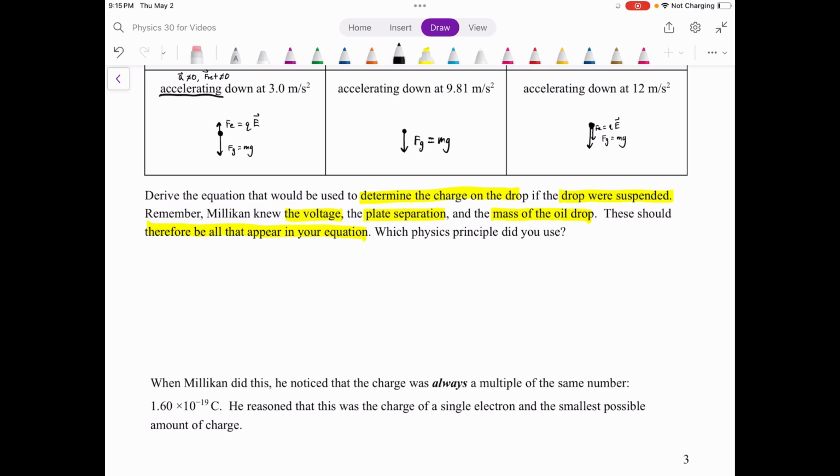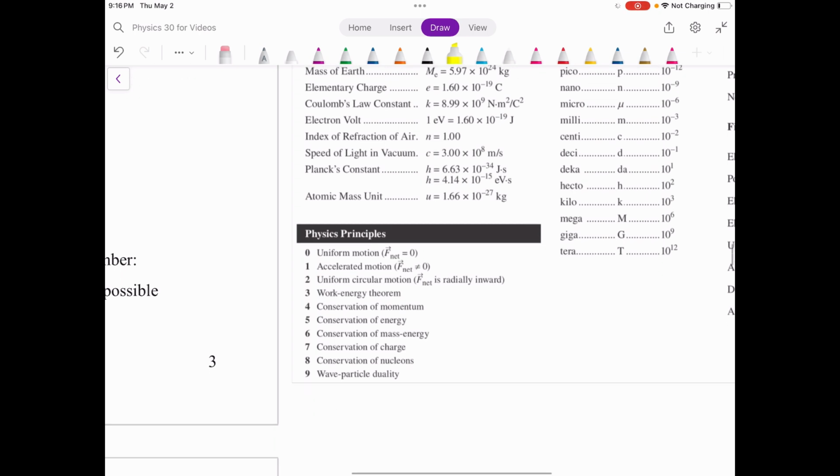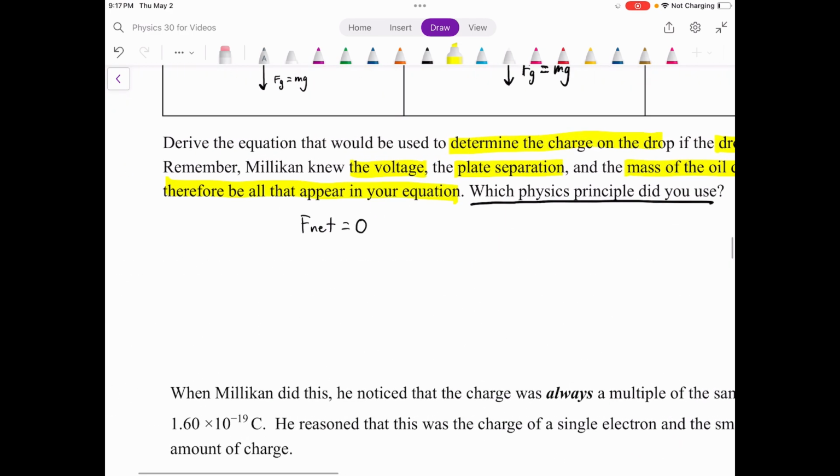What do we know? We know that if the drop is suspended, F net equals 0. That's just Newton's first law. So right off the bat, it's asking us, which physics principle did we use? Well, from the back of our formula sheet, the physics idea that we are relying on to make this calculation and analyze this situation is actually just uniform motion. The net force being 0, the forces acting on an object being balanced, means that it will not accelerate. That is the idea we're relying on here.